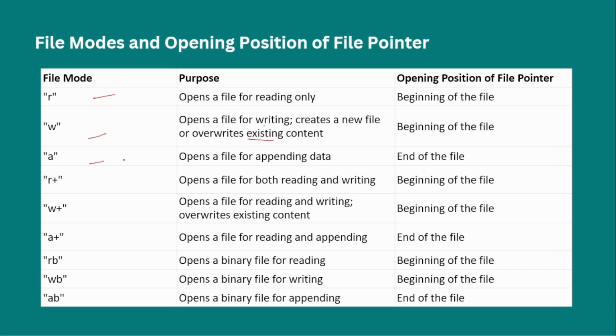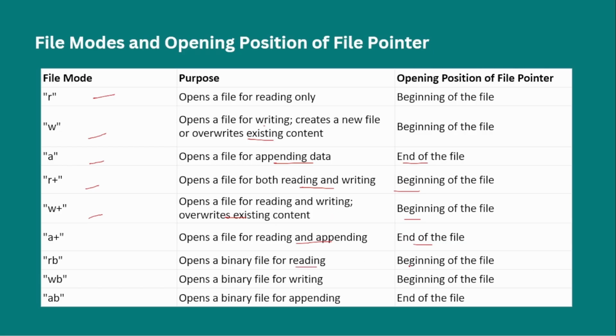Then we have append mode. It opens a file for appending data, and the file pointer is at the end of the file. Then we have R plus. It opens the file for both reading and writing, and the file pointer is at the beginning of the file. Then we have W plus. It opens the file for reading and writing and overwrites existing content. The file pointer is at the beginning of the file. Then we have A plus. It opens the file for reading and appending, and the file pointer is placed at the end of the file. Then we have read binary. It opens the file for reading.